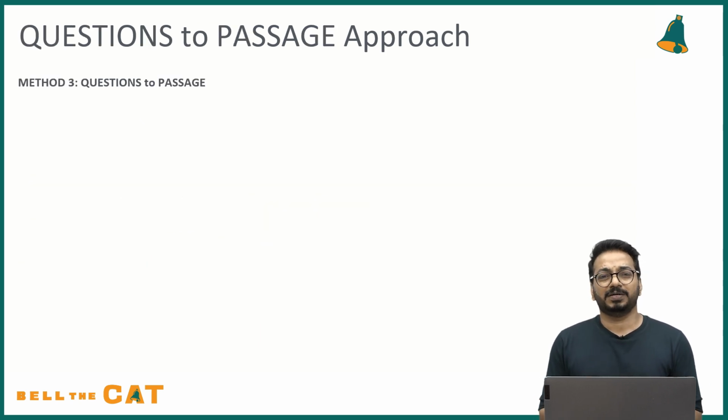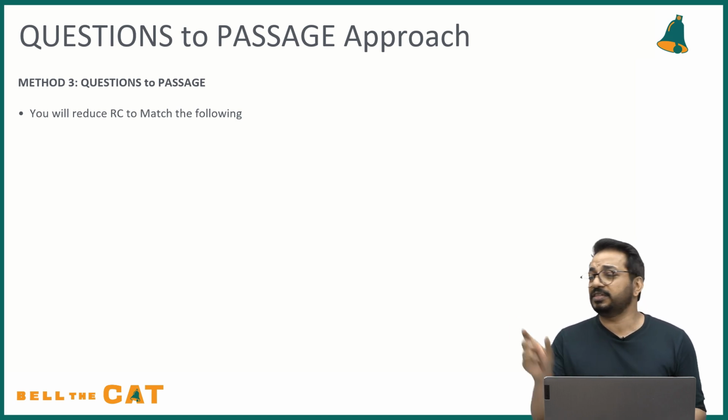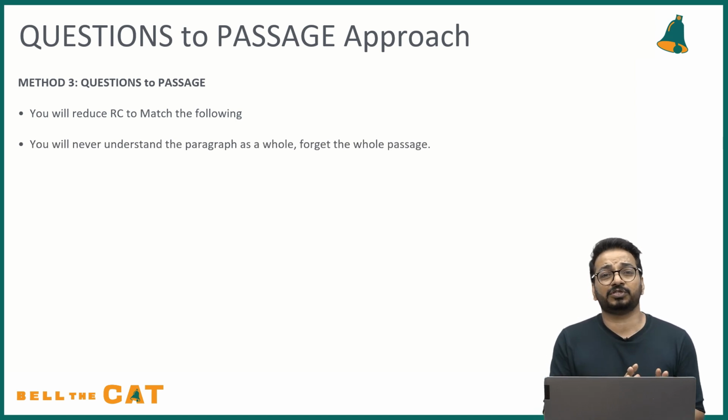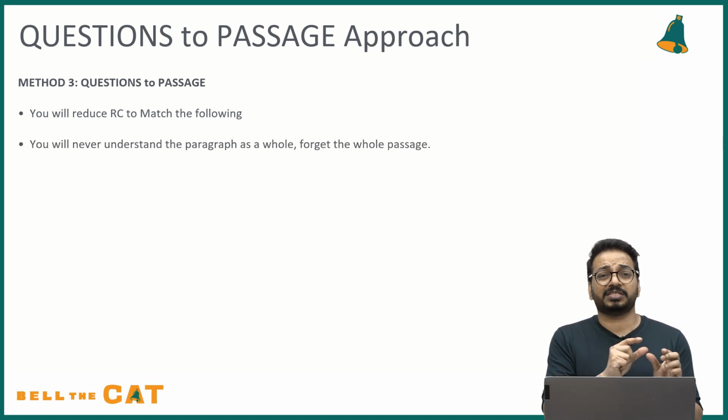Method 3, questions to passage. This is advocated by some people and some students maybe try it also. Read the question and search for the answer in the passage. You will reduce RC to match the following, right? There is a word here, you're trying to look for a word here, and RC becomes match the following. You will never understand the paragraph as a whole because you're trying the most extreme shortcut.